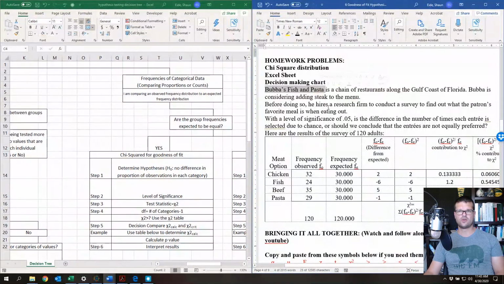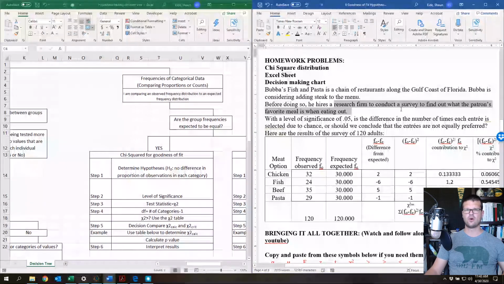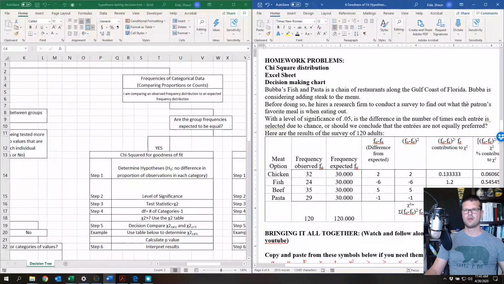So, looking at this, we have Bubba's Fish and Pasta, who is doing this research, a chain of restaurants. He's considering adding steak to the menu. He hires a research firm to conduct a survey to find out what patrons' favorite meal is. So we've got the patrons' favorite meal.